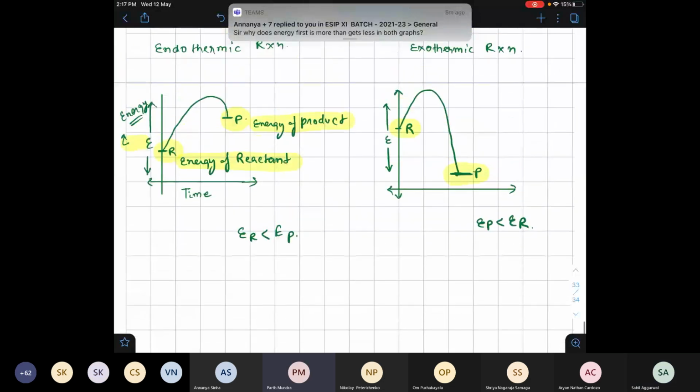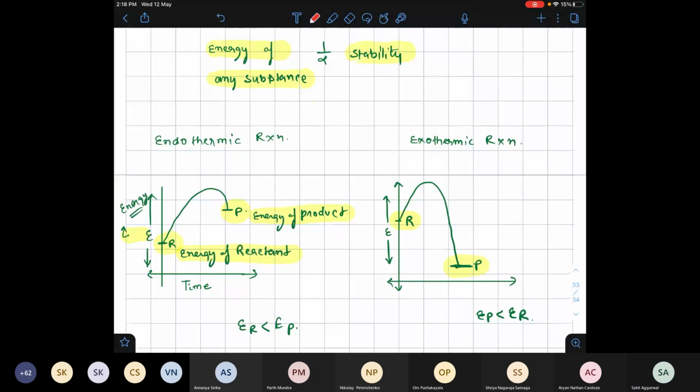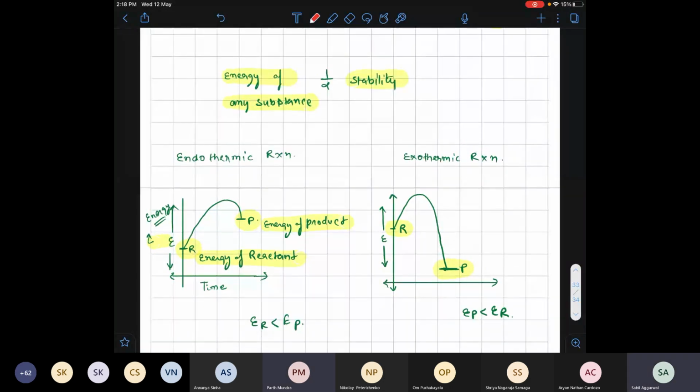So could you scroll on top? Ananya, can you speak up? So in both the graphs, first the energy is going more, then it is coming less at the energy of product. Why is that happening? You're talking about this, right? Yes, sir. Every reaction requires some amount of energy before it gets converted into product.